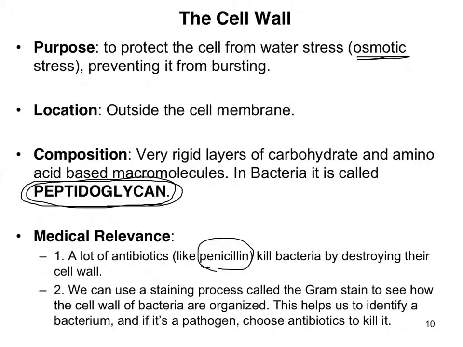We will use a process in class called gram staining, which I'll talk about in a moment, and the gram stain is used to determine how exactly the cell wall of a bacterium is organized. It's a stain procedure that is done in labs across the world, in medical labs, in hospitals and research facilities, and it helps us to identify bacteria and to choose what antibiotics are best for killing it.